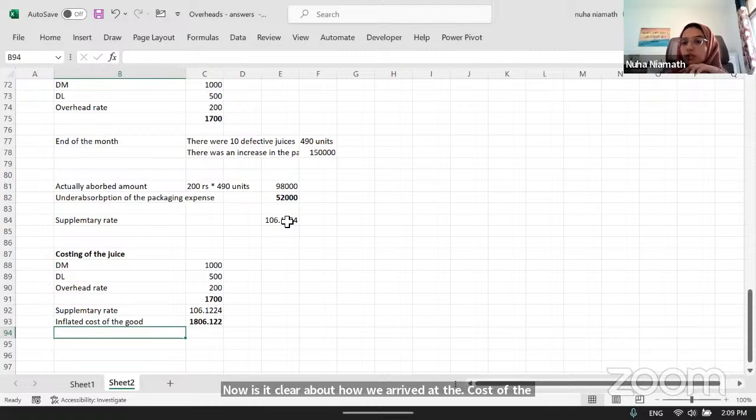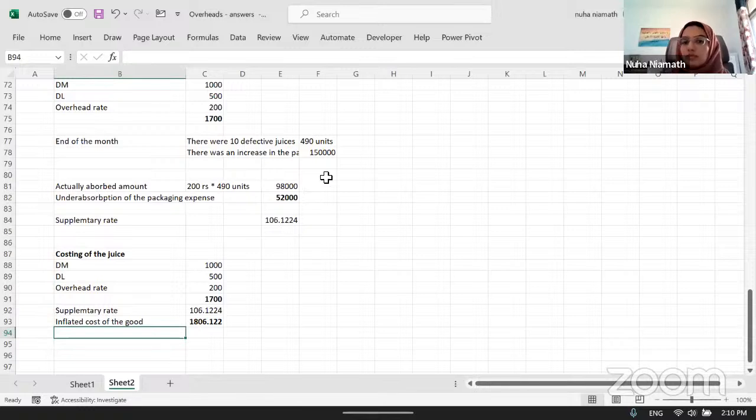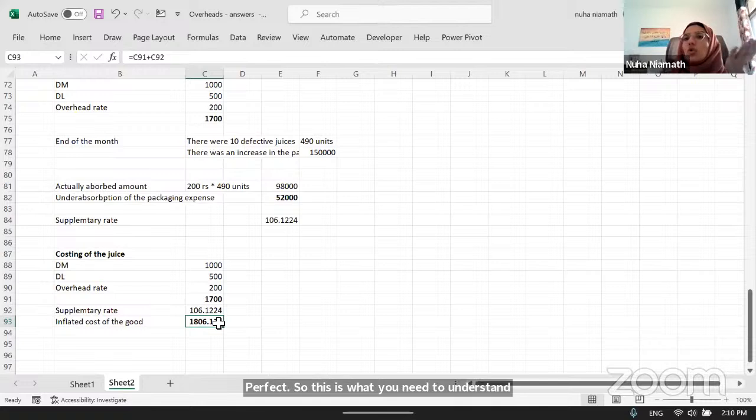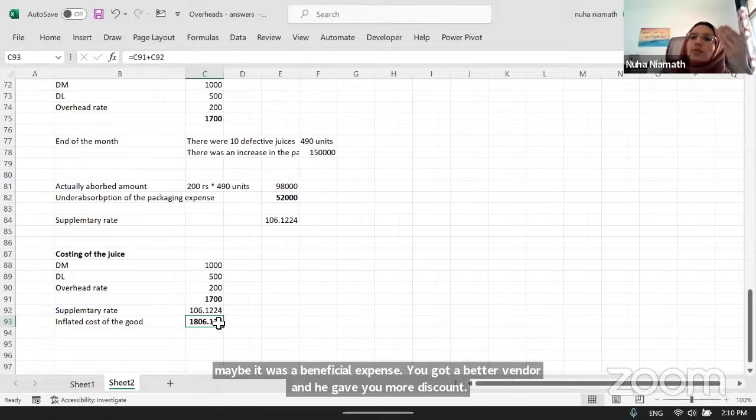Okay. How about the others? Is it clear, everybody? Okay. Perfect. So this is what you need to understand by supplementary. So here it is a case that it has gone up. There could also be a case that it will go down because maybe it was a beneficial expense. You got a better vendor and he gave you more discount. So your expense was actually less. So in that case, we will reduce this amount.